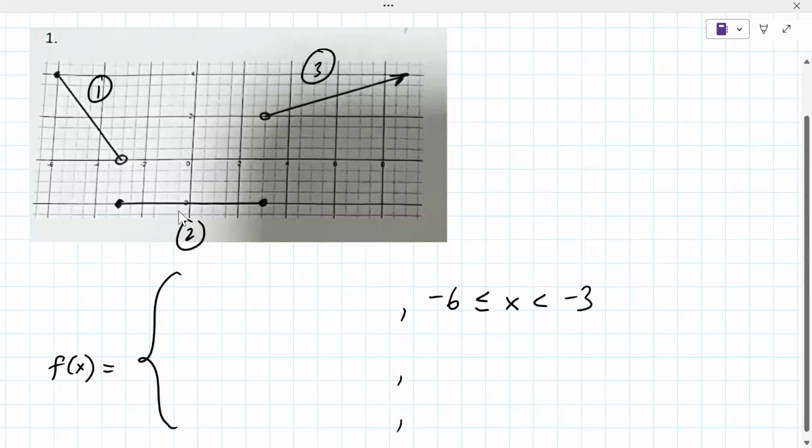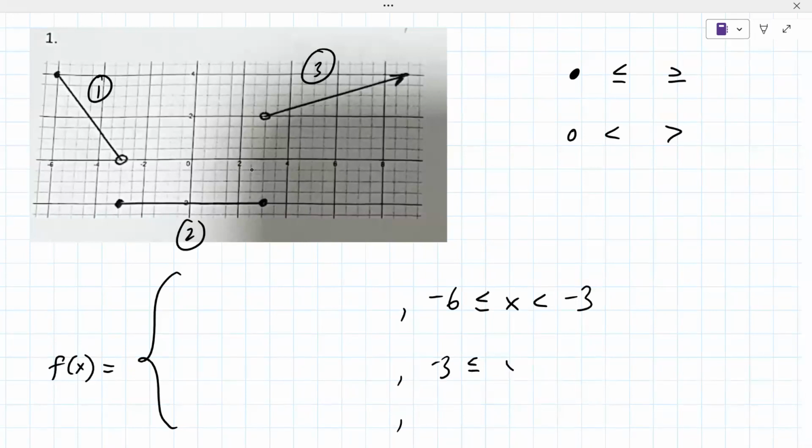The leftmost x value, the rightmost x value. And as a reminder, if it's a closed circle, those are the right symbols, open like that. So for that middle piece, it's -3 less than or equal to x less than or equal to 3.